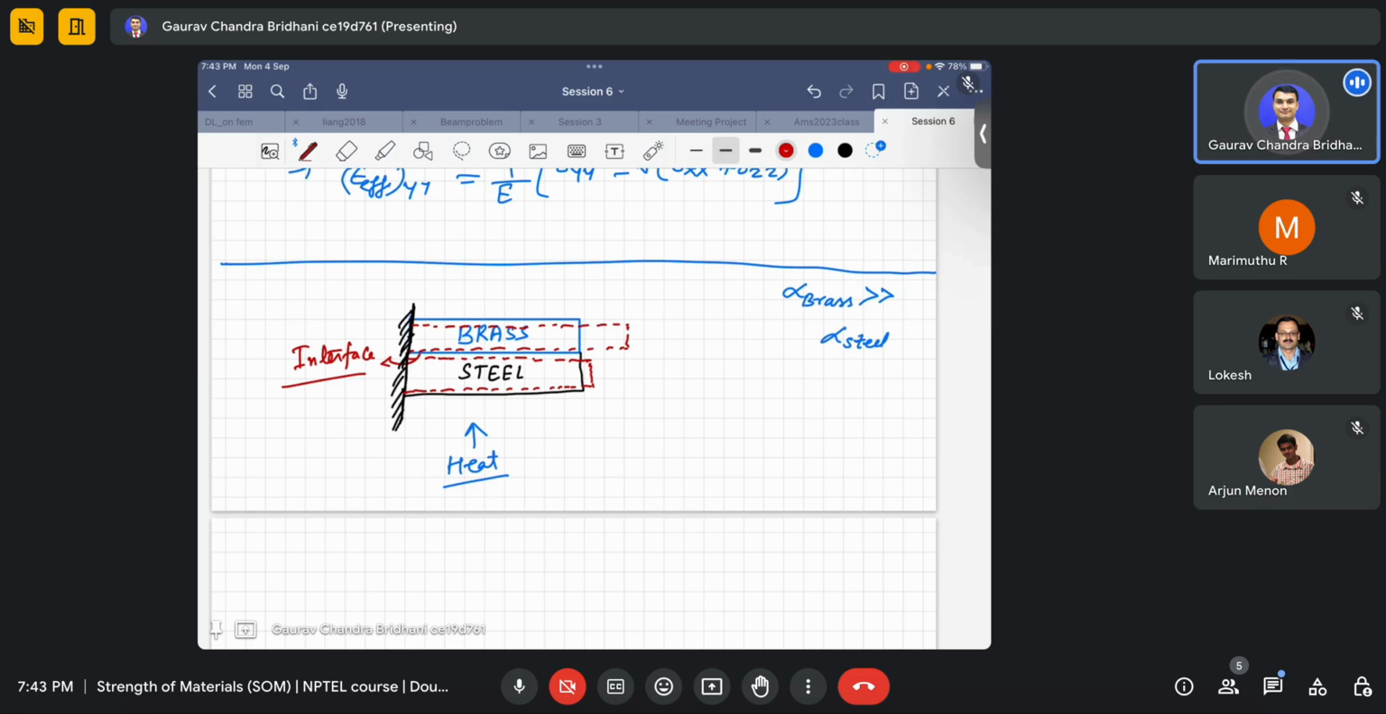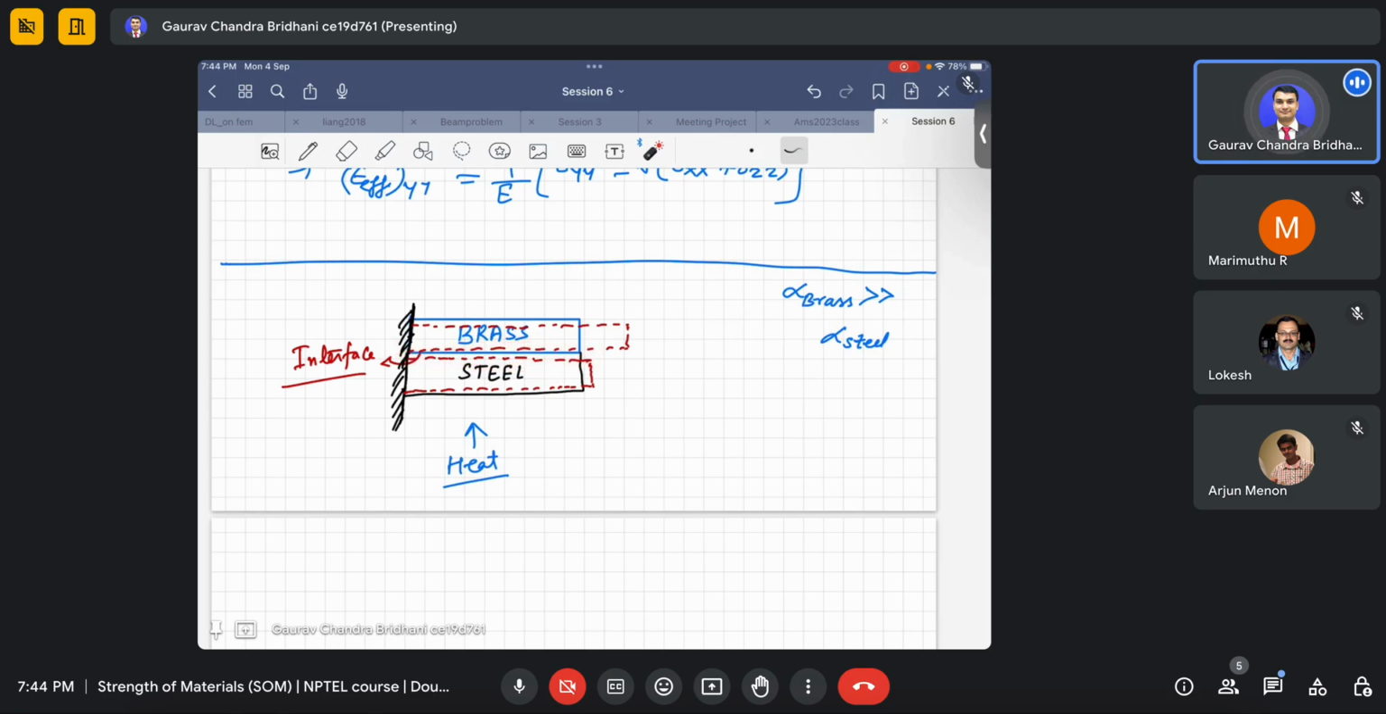But if there is no interface, they are not connected somewhere, then it will be happening this way only. But what happens if there is an interface? So, what happens if there is an interface between the brass and the steel body? This interface then comes into play.